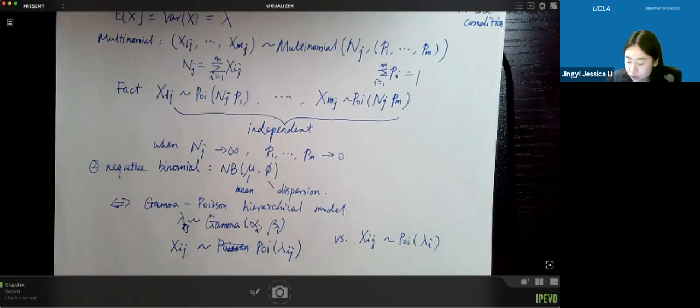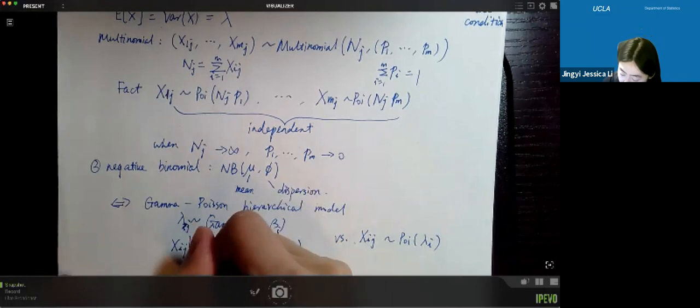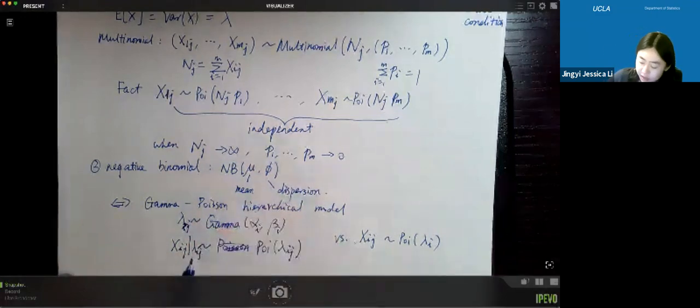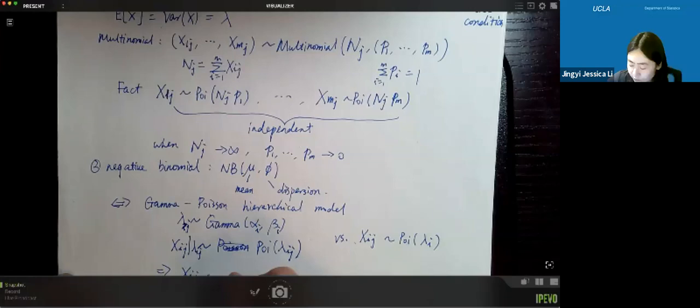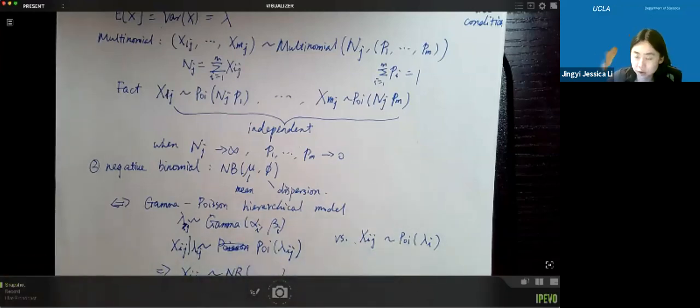Next time we're going to show that combining those two things, conditional on lambda ij, the marginal distribution of Xij would be what we call the negative binomial. So we're going to continue from here next time.